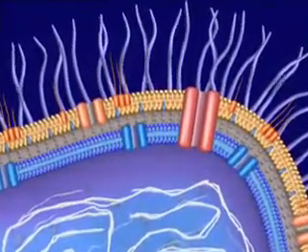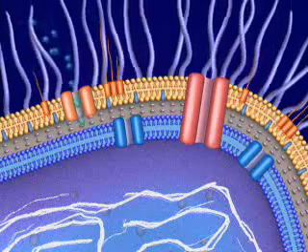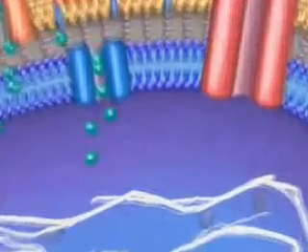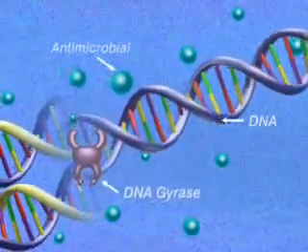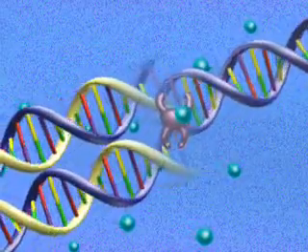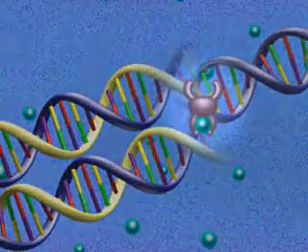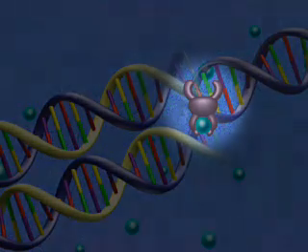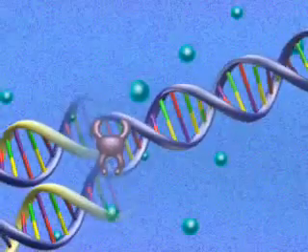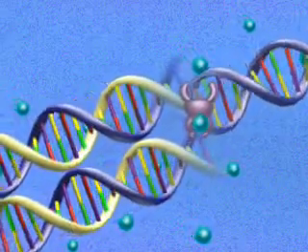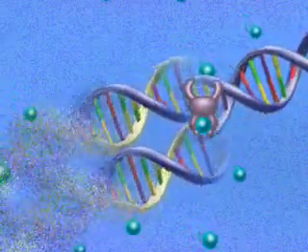When a susceptible bacterium comes into contact with a therapeutic concentration of antimicrobials like fluoroquinolones, the antimicrobial can bind to specific enzymes, in this case DNA gyrase. The DNA gyrase is an essential bacterial enzyme required for DNA replication. The end result is that fluoroquinolones block bacterial DNA replication, leading to cell death.